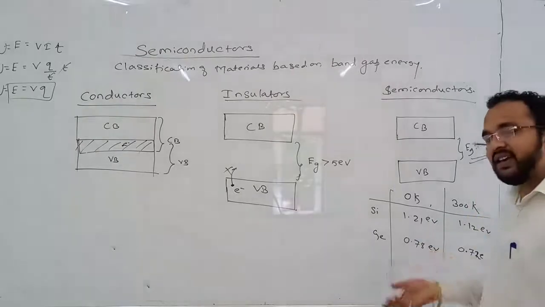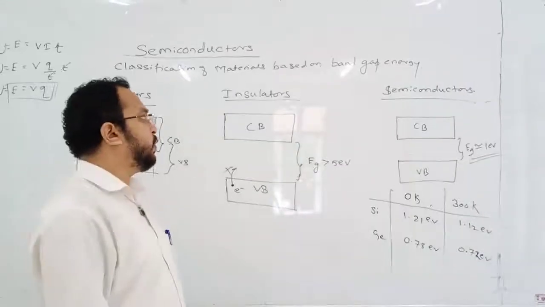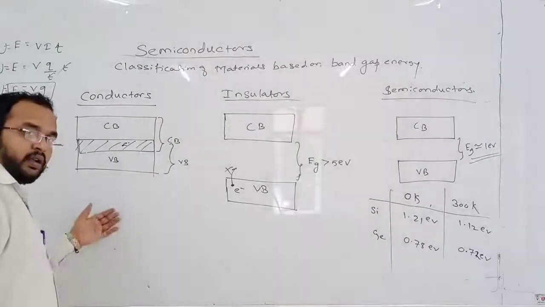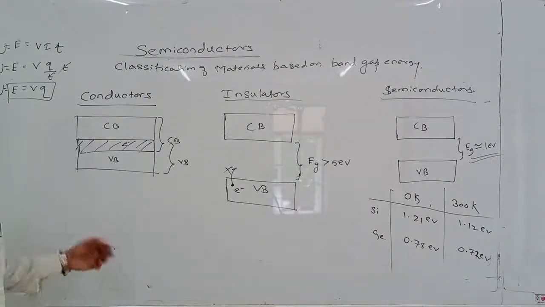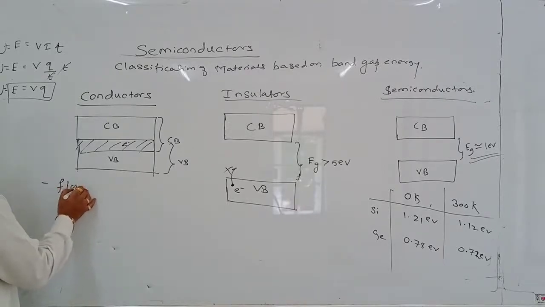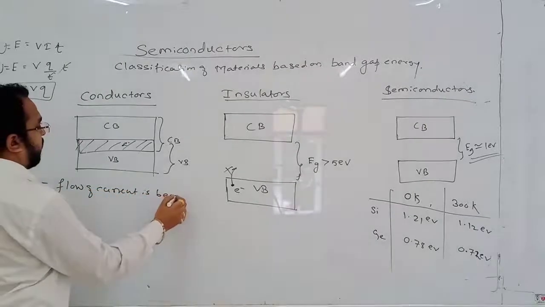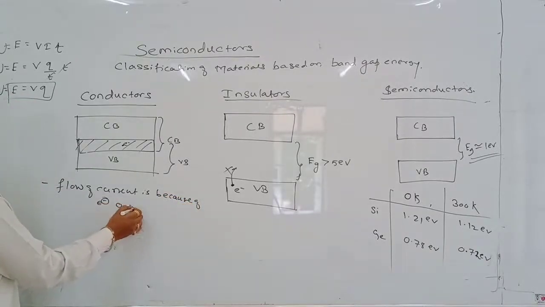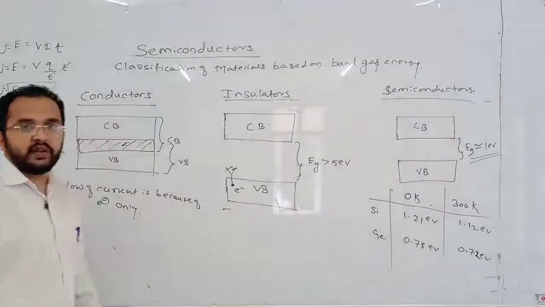Okay? Now we'll see some few properties, you can write down below it. About conductors: here flow of current is because of electrons only. Flow of current is because of electrons only. No flow of electrons, no flow of current.